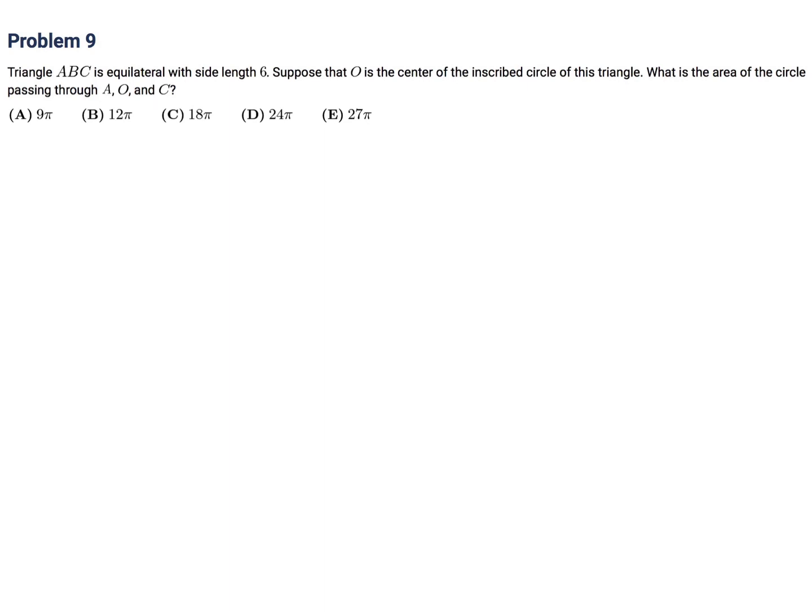Problem number 9. Triangle ABC is equilateral with side length 6. Suppose that O is the center of the inscribed circle of this triangle. What is the area of the circle passing through AOC? Okay, oh boy. So let me first draw the diagram, and let's see what I can get here. Okay, so let's attempt to draw this without making it too confusing. This is basically the triangle ABC, and there's a center inscribed inside with the center O. And then they're saying that there's another circle that passes through AOC.